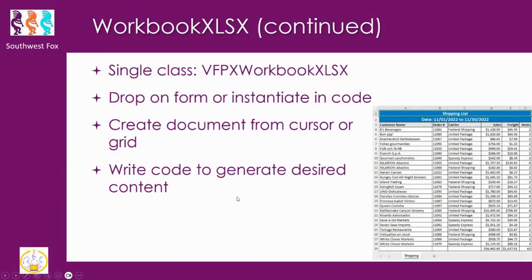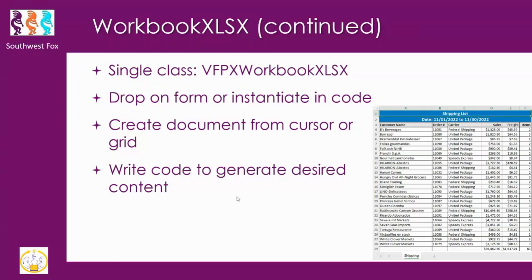It's a single class, VFPX Workbook XLSX. You either drop it on a form or instantiate it in code, and then you call methods. It has a couple of methods that I use a lot to generate a document directly from a cursor or a grid. So one line of code, other than the instantiation of the class, obviously, to create an Excel document from a cursor or from a grid.